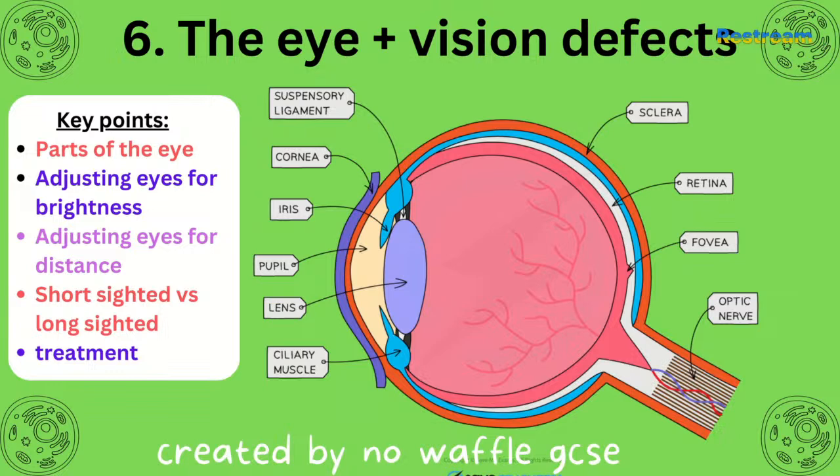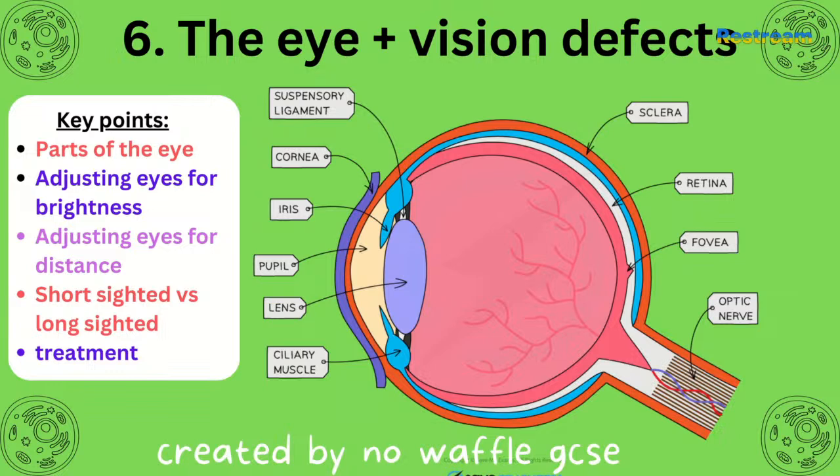Now, you also have the optic nerve, which transmits the electrical impulses from the eye to the brain so that we can see images in our brain. Now, let's look at how we can adjust our eyes for brightness. As we said, the pupil and the iris are responsible for this function. The reason why we have this reflex is that very bright light can actually damage your eyes, and therefore you have a reflex to prevent the damage without having to have a much slower response.